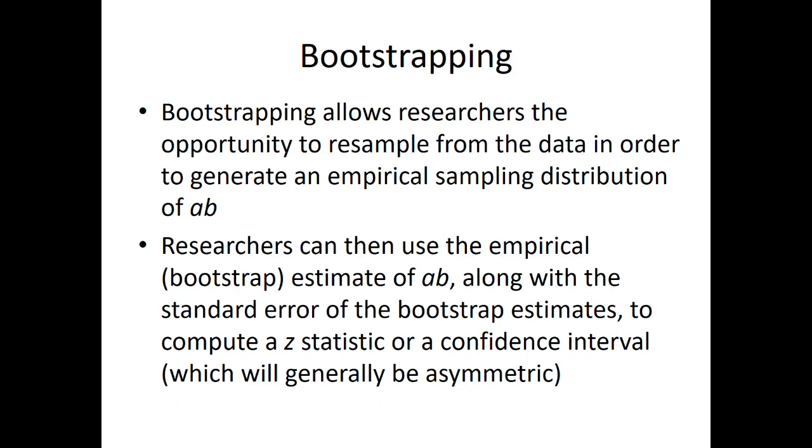And so using this resampled data, or this synthetic data, researchers can then use the bootstrap estimate of your indirect effect, AB, along with the standard error of the bootstrap estimates to compute a z-statistic or a confidence interval. When you have 5,000 resamples, it doesn't matter how skewed your data is. 5,000 is going to fall back on the central limit theorem, and you're going to be able to say this is a normal distribution. You don't have to worry about it anymore.